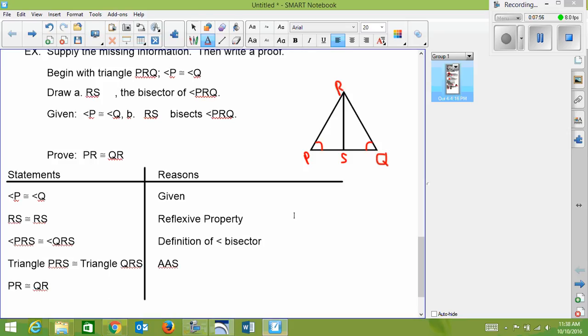And then I said PR is congruent to QR because corresponding parts of congruent triangles are congruent. That was a long one, but there you go. Corresponding parts of congruent triangles are congruent. That's how I know that PR is equal to QR. I went through and proved what I needed to prove to be able to say that.